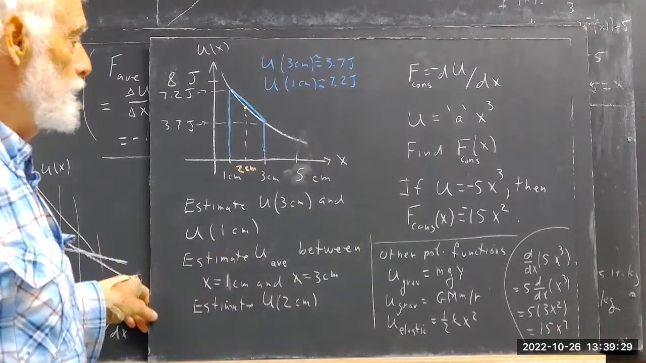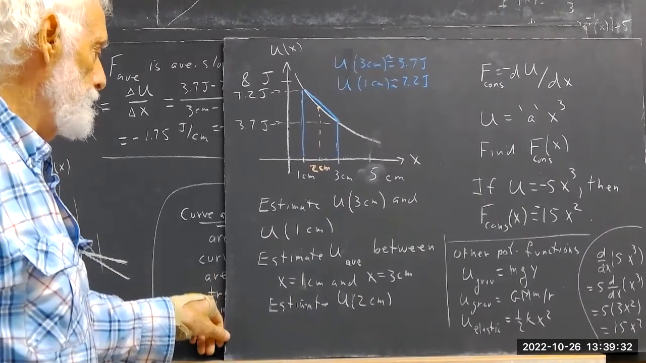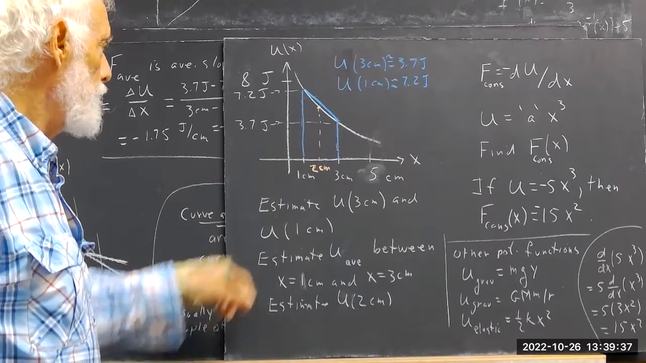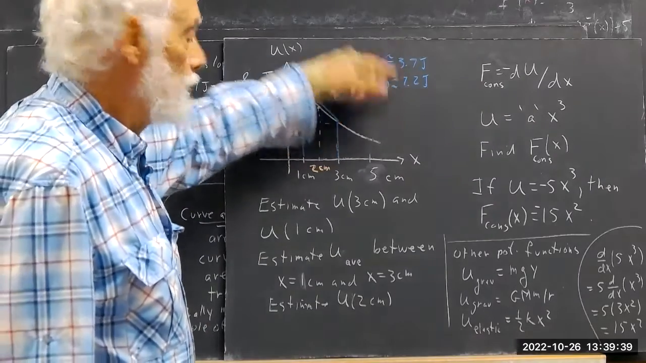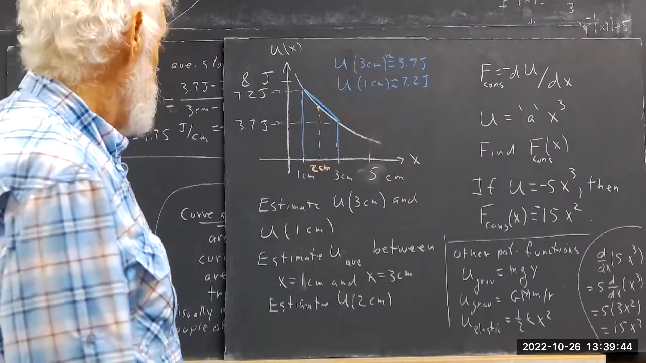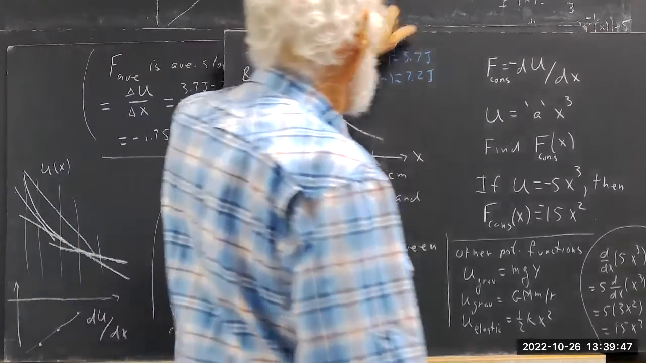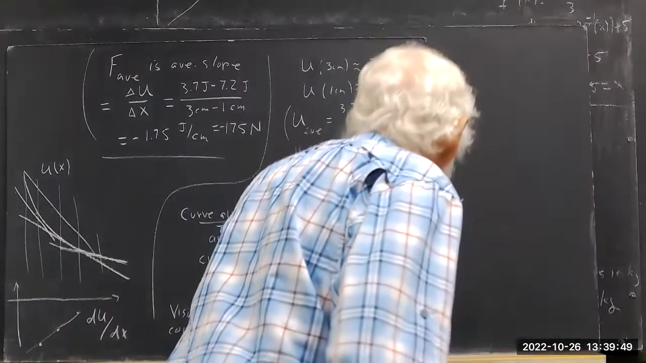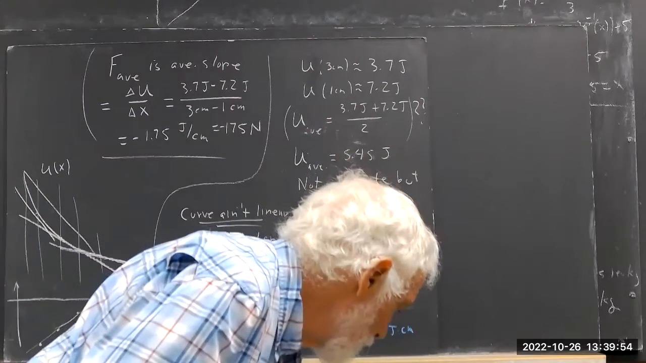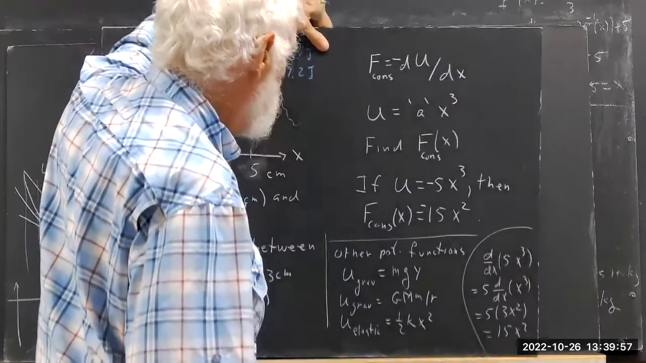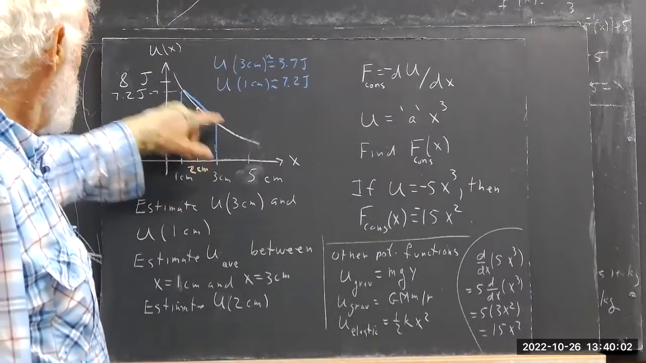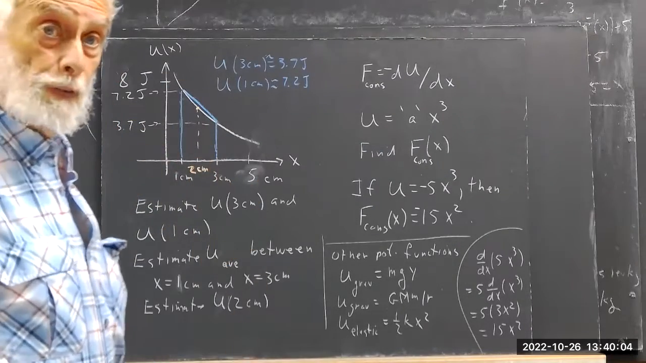So to get our U average, we could add these and divide by 2, get a reasonable average, okay? And we actually went on and talked about this blue trapezoid that I drew here, which represents what happens between 1 centimeter and 3 centimeters. Turns out the area of this thing would be related to the average value of U.